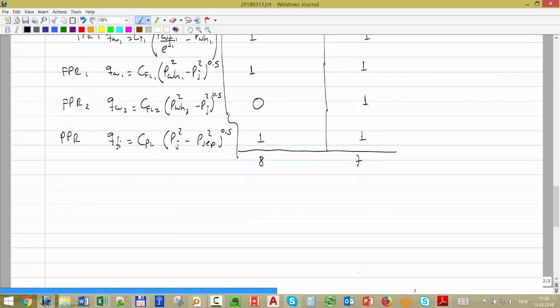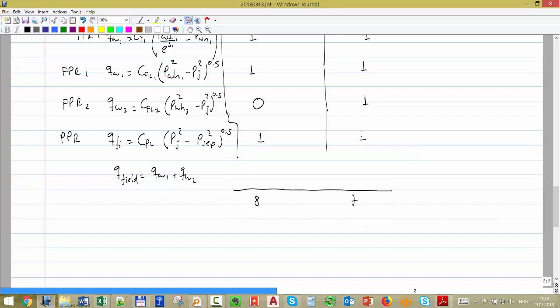What else am I missing? The mass conservation. Okay, that Q of the field is equal to Q of well 1 plus Q of well 2. So here I have one more equation, 0 new unknowns. I already have Q of the field and the wells. So that gives me 8 and 8. And I can solve that system of equations using any method you want.